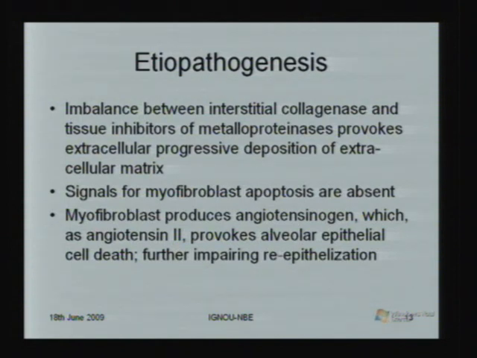The imbalance between the interstitial collagenases and the tissue inhibitors of metalloproteinases provokes progressive extracellular deposition of matrix, and it signals for myofibroblast apoptosis. These signals are absent. The myofibroblast produces angiotensinogen, which as angiotensin II provokes alveolar epithelial cell death, further impairing reepithelialization. So one can see that on the one hand there is enhancement of myofibroblast proliferation, leading to excessive laying down of collagen and fibrosis, and on the other there is inhibition of apoptosis of the epithelial group of cells, thus leading to impairment in reepithelialization.